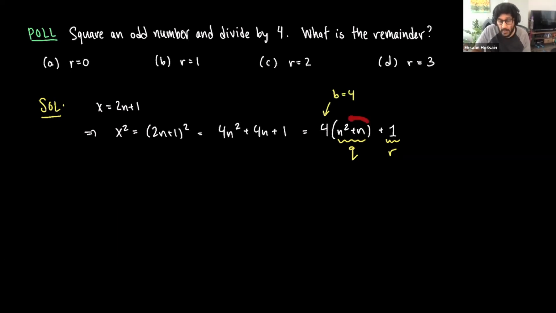So here's Q and here's R. And since R is between 0 and 4, or well, 0, 1, 2, or 3, you can see that this is the remainder right here. Nice, good answer. Anything I can clear up about what he just said?